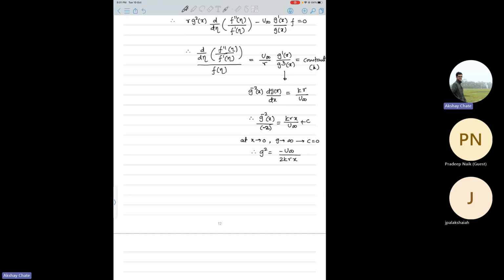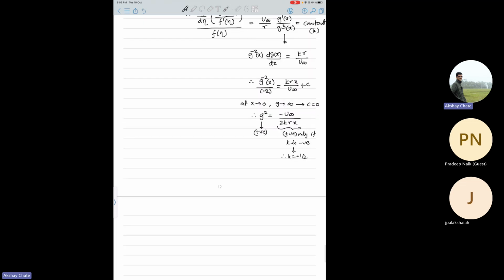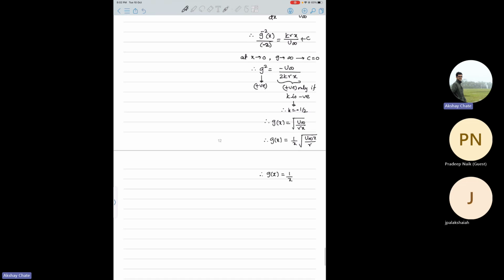But this is a positive quantity, and this will be positive only if k is negative. So therefore they assume k as minus 1 by 2 because it simplifies, that 2 gets cancelled, and what you get is g of x as under root u infinity upon gamma x. So this is nothing but your 1 by delta x, right? Ux by gamma is your Reynolds number. So therefore your g(x) is nothing but, if I take x out, this becomes u infinity by u infinity into x into gamma, right? So therefore your g(x) is nothing but 1 by x into Re_x power 1 by 2. So now you get it, right?